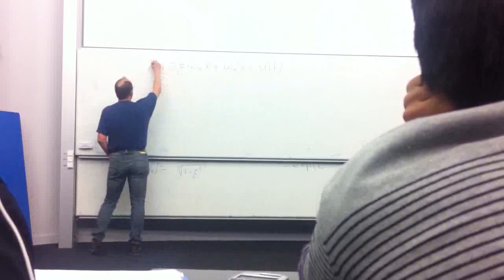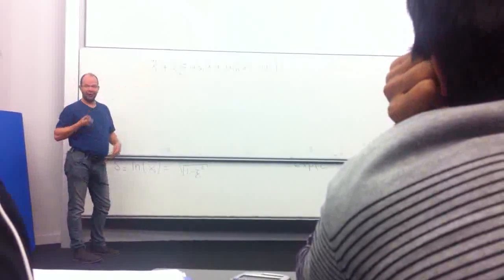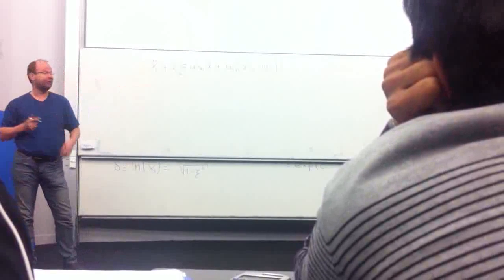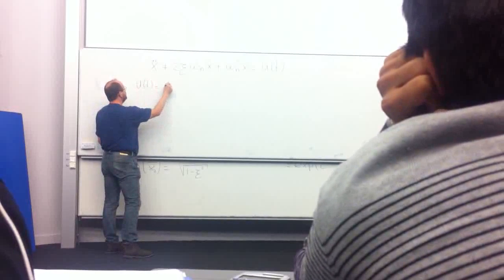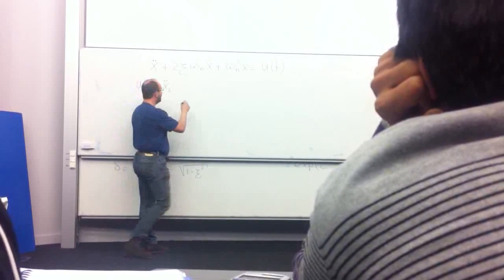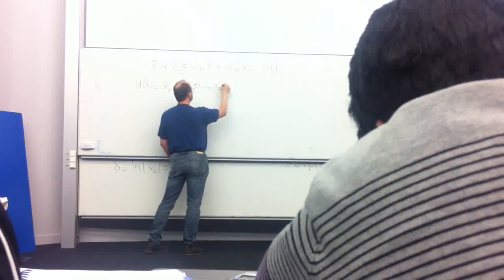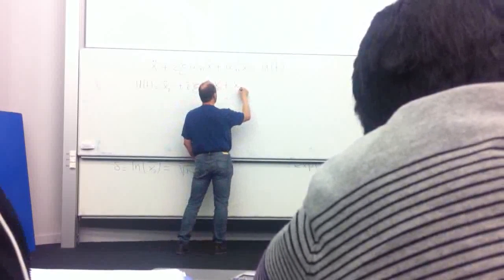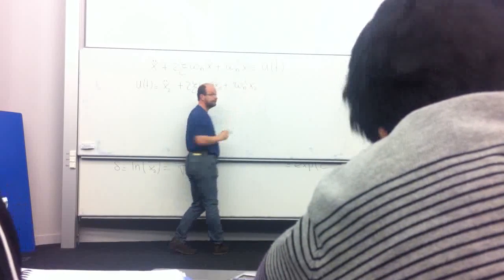Just to show that, let's assume that x1 and x2 are both solutions to this differential equation. So I assume I have found two solutions to the differential equation. That means that if x2 is a solution, then u is equal to x2 double dot plus 2 zeta omega n times x2 dot plus omega n squared times x2.